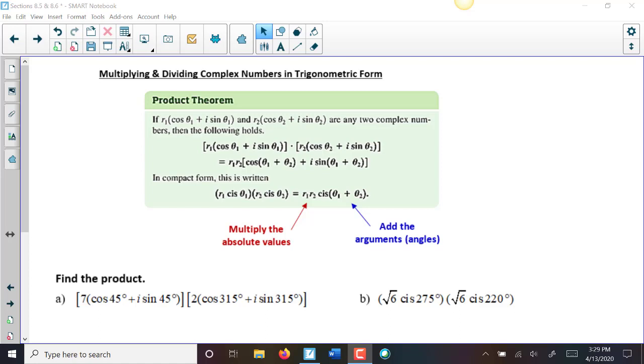Okay, the idea is when you multiply two complex numbers in trig form, you're going to multiply their absolute values, which would be their R values, the distance that the complex number is from the origin, and you're going to add the arguments. The arguments are their angles. Okay, and it's that basic.